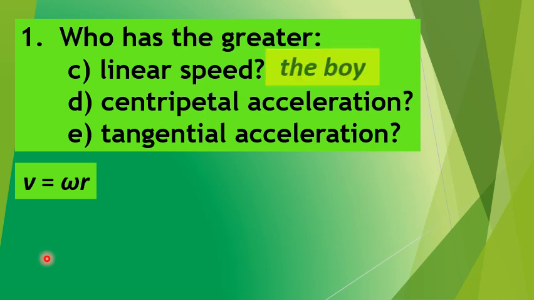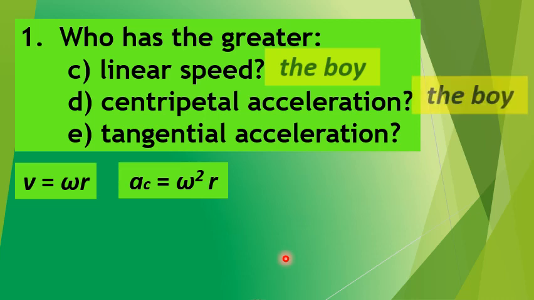Now, for question letter D, who has the greater centripetal acceleration? All right. Centripetal acceleration, which is a linear acceleration denoted by a sub c, it is equal to the square of the angular speed omega multiplied by the radius r. Hence, we also say that the boy has the greater centripetal acceleration than the girl does.